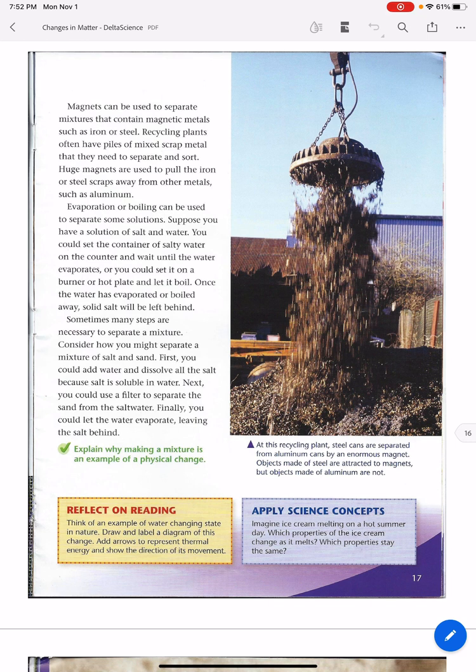Reflect on reading. Think of an example of water changing state in nature. Draw and label a diagram of this change. Add arrows to represent thermal energy and show the direction of its movement. Apply science concepts. Imagine ice cream melting on a hot summer day. Which properties of the ice cream change as it melts? Which properties stay the same?